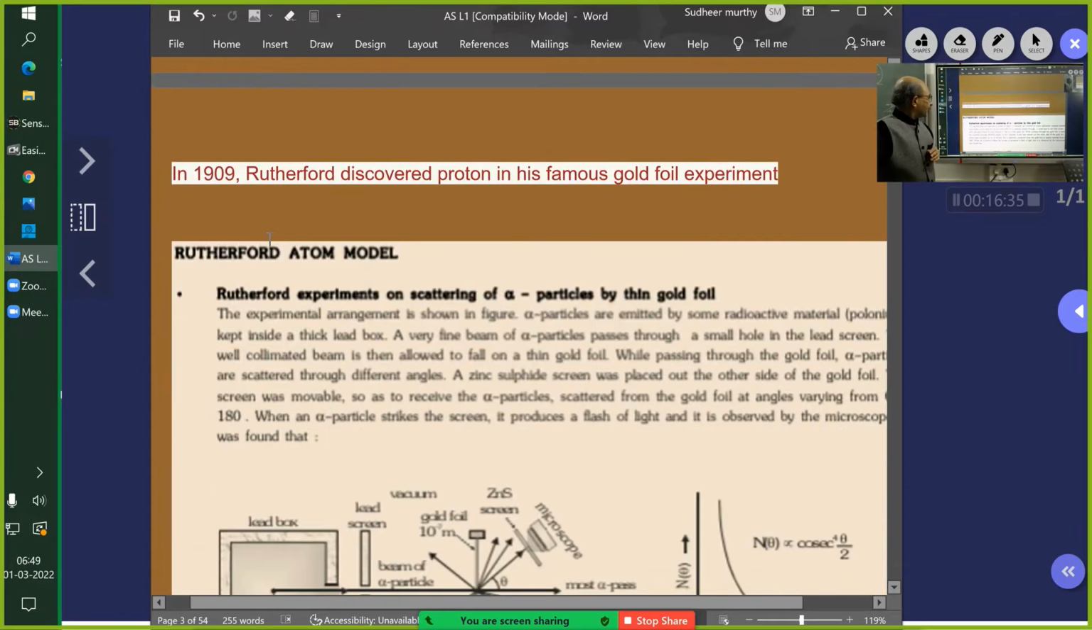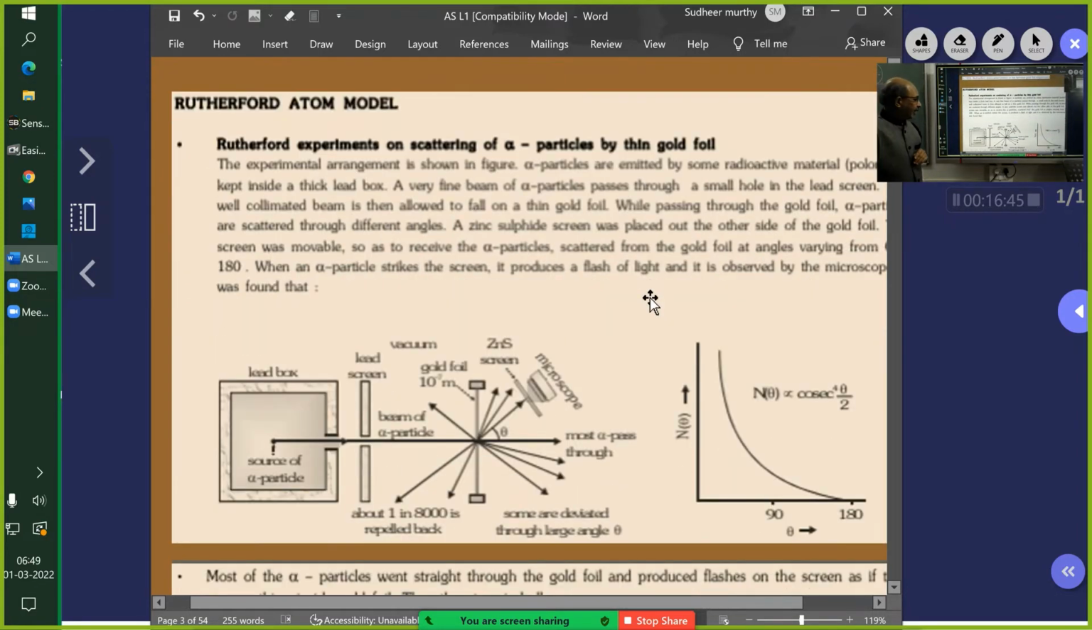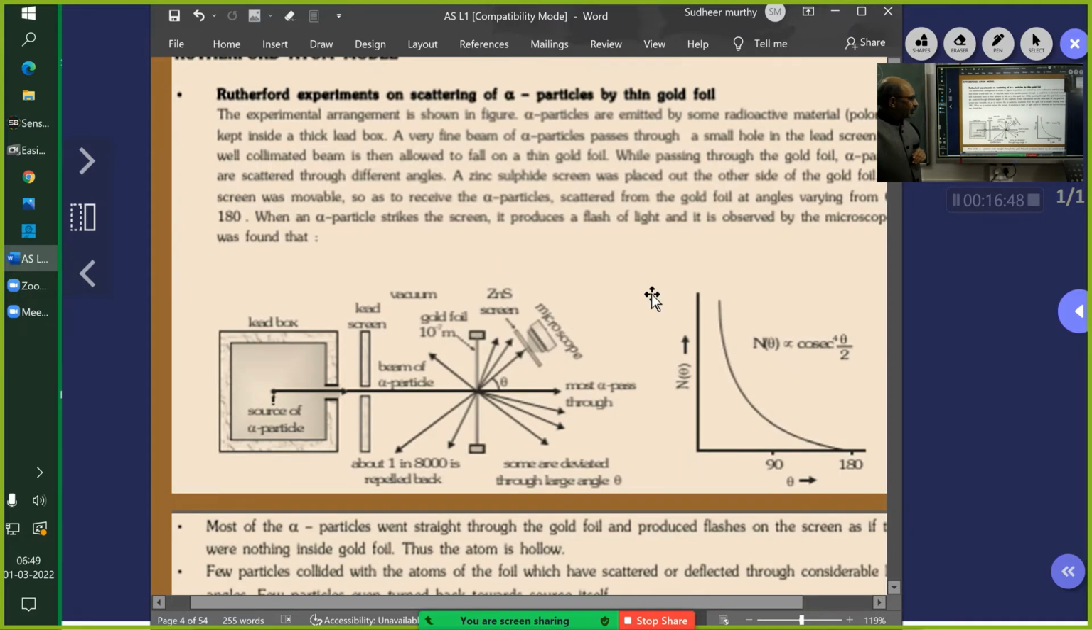Now in 1909, Rutherford discovered the proton in his famous gold foil experiment. That year is very important, 1909, and this diagram and this graph are extremely important. I hope all of you are familiar with this diagram and this graph. Come on, quickly tell me.